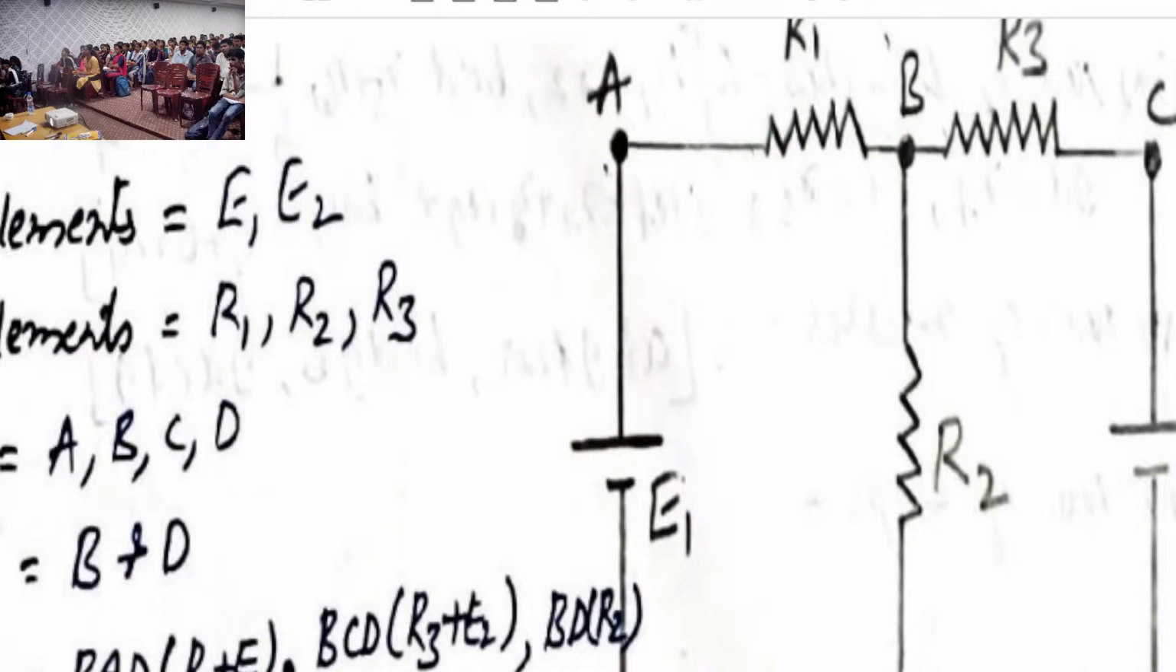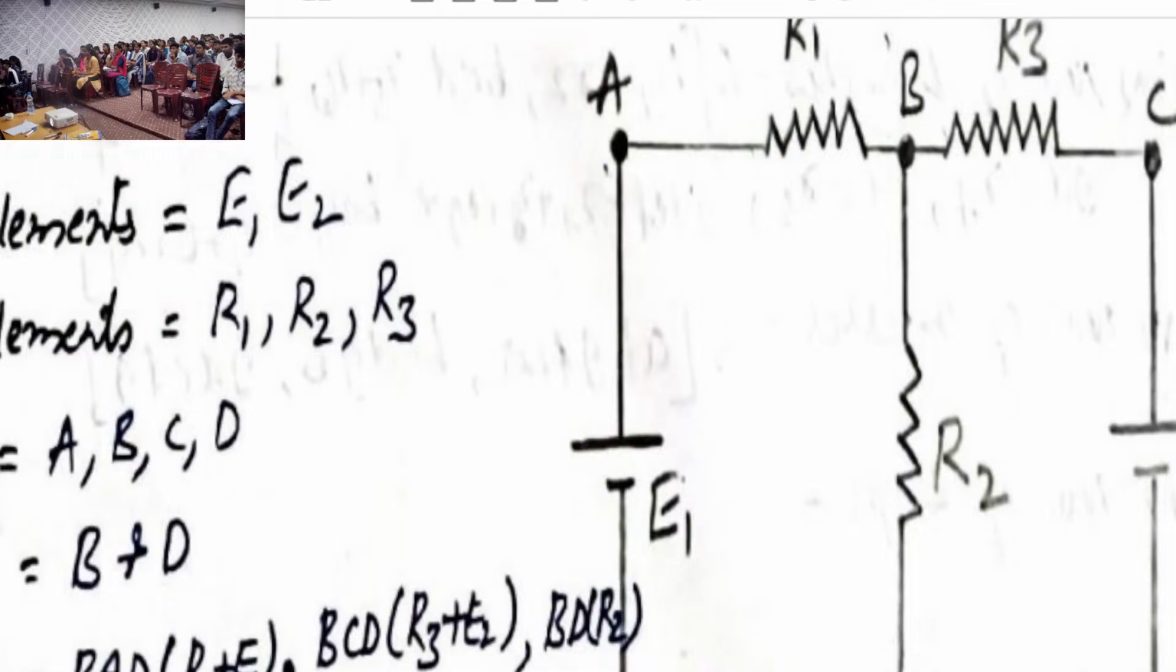Next one: R3, E2. Can I say C is a node? C is a node. Next one: can I say E1, R2, E2 are joined at a particular point? Can I say D is a node? Yes, D is a node.